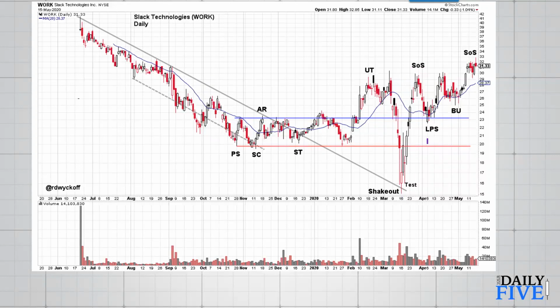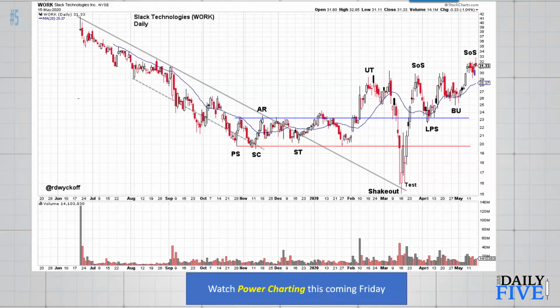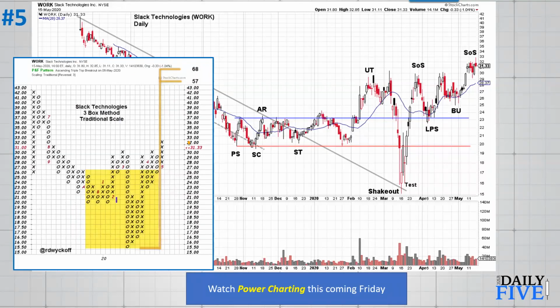And then the character of Slack changed as it pulled back to old resistance, which is new support, tested that support area with an LPS, and then had an even smaller backup the next time. And now the third time is not even backing up, but is just going sideways. So here, let's just look at the point and figure chart, which gives us a count off of this accumulation area that goes up to 57 to 68 from Friday's price of 31.33.